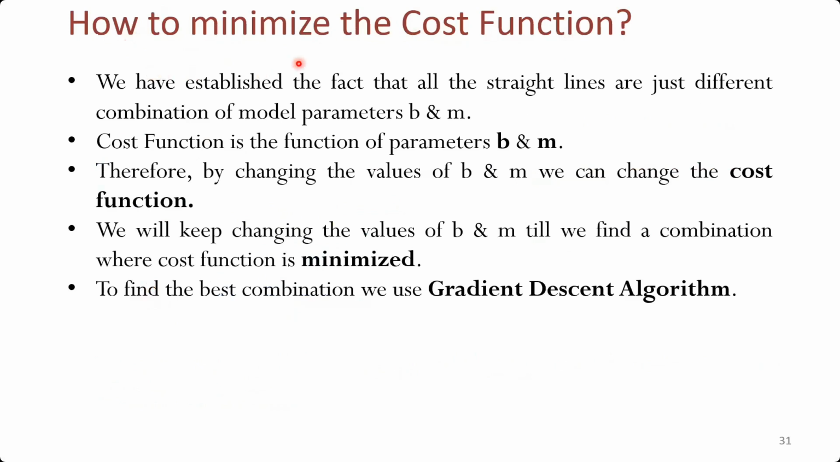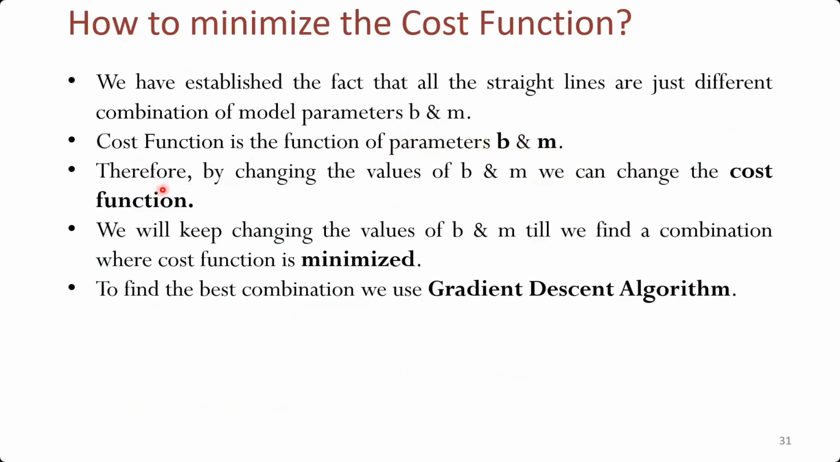We have to establish the fact that all the straight lines are just different combinations of the model parameters. Here, the model parameters are b and m. B is the y-intercept of the regression line, and m is the slope of the line. So for different lines, we can have different slope values and different y-intercepts. The cost function is a function of parameters b and m.